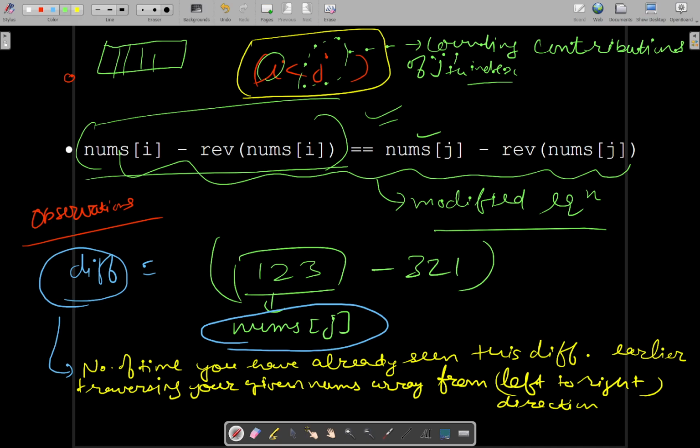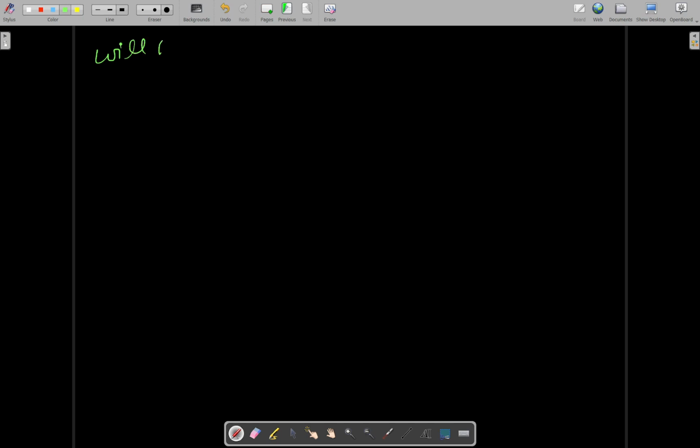Okay, so the number of times you have already seen this difference earlier, traversing your given nums array from left to right direction. Let me quickly take another slide. That will be the number of pairs that nums of j will be contributing to.